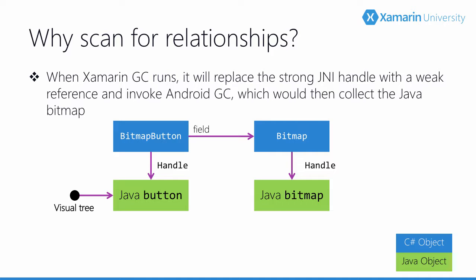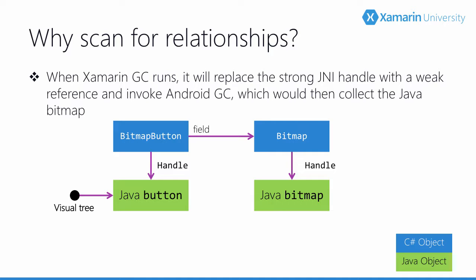And so you can sort of see the relationship that's been set up here. We've got a managed C# relationship between the bitmap button and the bitmap. And we have an unmanaged relationship from the bitmap button to the Java button and from the bitmap to the Java bitmap. Now remember, when the Xamarin GC runs, it's going to look at that bitmap button and recognize that it's a peer and that it's not reachable in our C# code, right? So in other words, we no longer have a reference to the bitmap button. And so it's going to replace the handle in the bitmap button with a weak reference, and it's going to run the GC on the Android side to see if it's dead to Java. And if it is, we'll collect it.